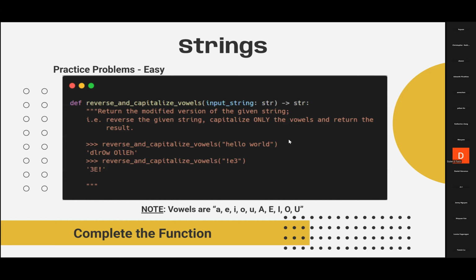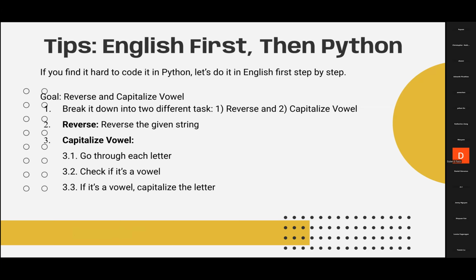All right. I don't think we have enough time to solve all the problems, so I will just guide you through the solutions. If you find this is a hard question to do, I have some tips to solve the question. The tip is to solve this question in English first: make the algorithm step by step in English, and then transform it into Python code.